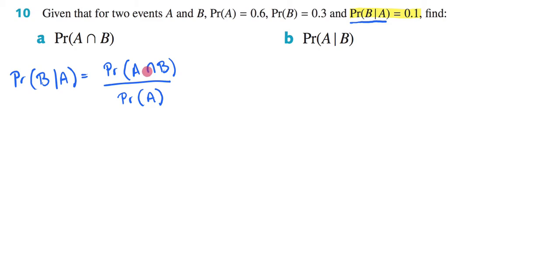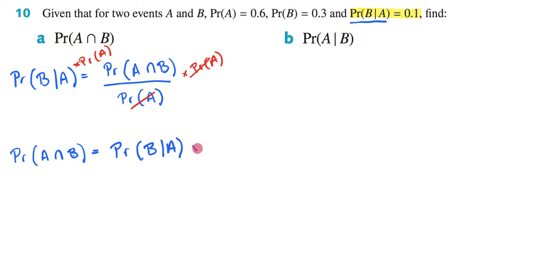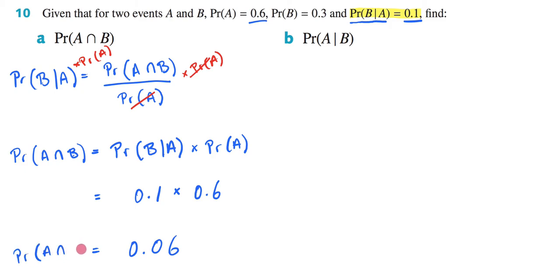So all we need to do now is rearrange it. So I'm going to have the probability of A intersection B equals something. And obviously what we're going to do to achieve this end is multiply both sides by the probability of A. By doing that, those will cancel. And on this side now, so I've swapped the sides over, hopefully you can all see that, what I'll be left with is the probability of B given A times the probability of A. So now I'm just going to sub in my values. I've been given the probability of B given A, that's 0.1. And I know the probability of A, that's 0.6. So my answer is going to be 0.06. That's going to be the probability of A intersection B.